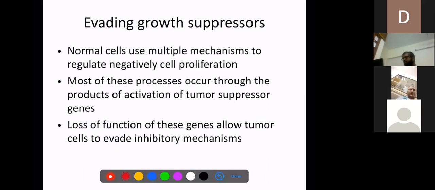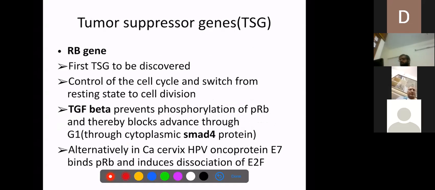And the second process is evading growth suppressors. Normal cells use multiple mechanisms to regulate cell proliferation negatively. But how do these processes occur? They occur by products of activation of these tumor suppressor genes. Loss of function of these tumor suppressor genes allows the cells to evade the inhibitory mechanism. I told you already in the picture. So I just took the retinoblastoma gene as an example.